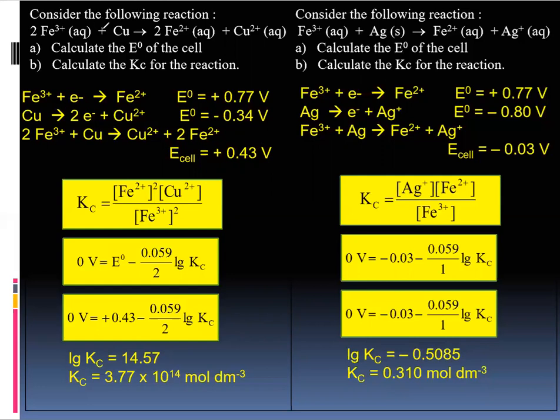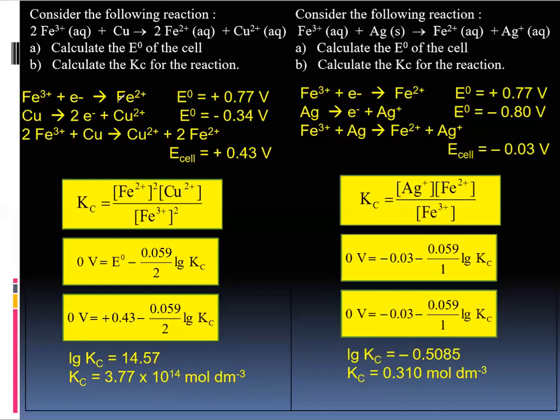Let's consider the following reaction. This is 2Fe3+ plus Cu to give you 2Fe2+ aqueous plus Cu2+ aqueous. Now the question says calculate the E naught of the cell and calculate the equilibrium constant Kc for the reaction. So you have to calculate these two values. This is the whole question. You are given this equation and you have to calculate the E naught, which is the standard electropotential of the cell, and the Kc, which is your equilibrium constant for the reaction.